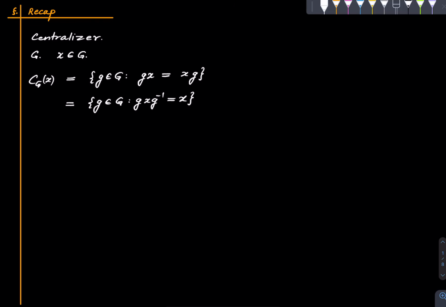And we've also defined the center of a group as those things which commute with everything in the group. So that's the center, and we notice that this is a normal subgroup of the group G. So much for the recap.